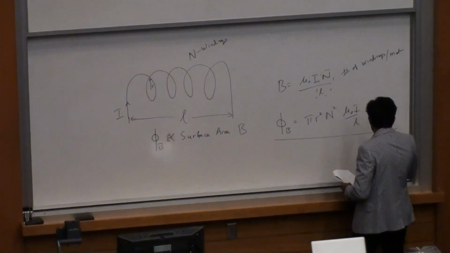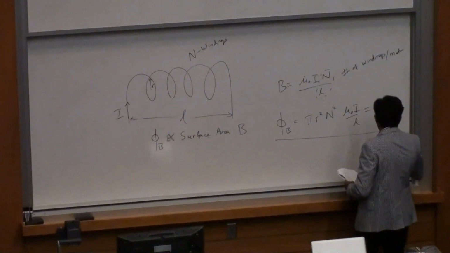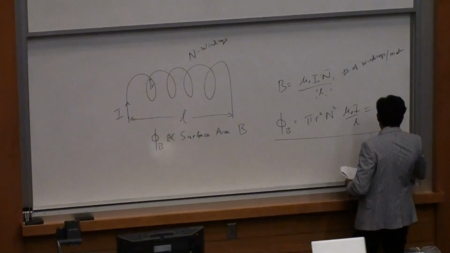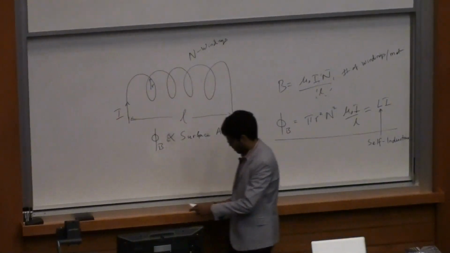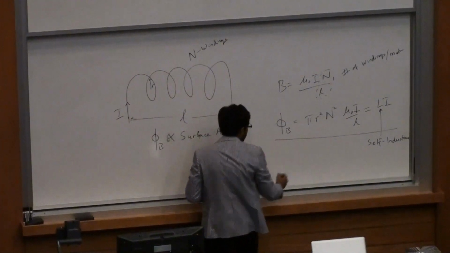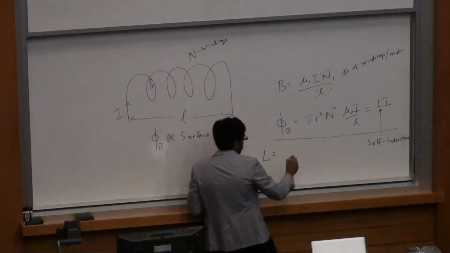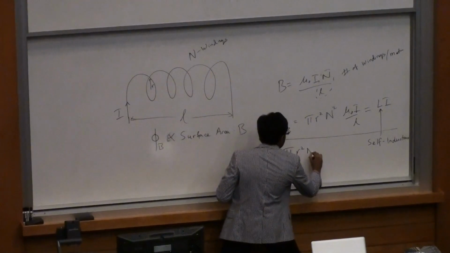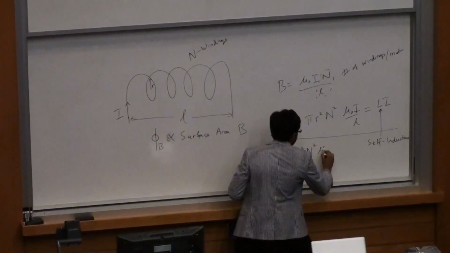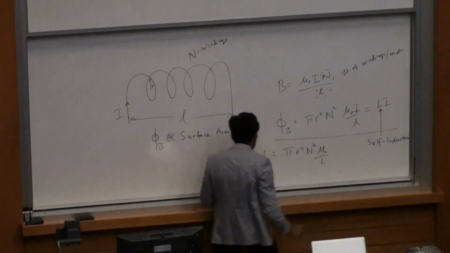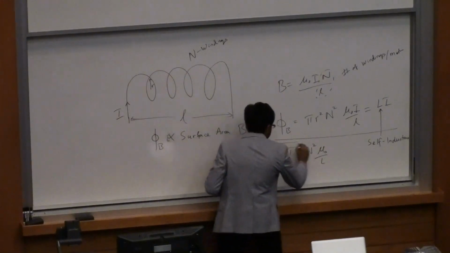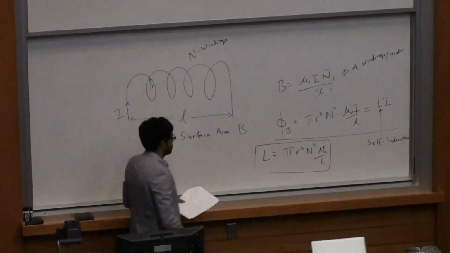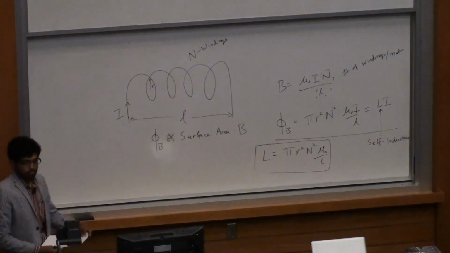So this is self-inductance. From here we can calculate what L is. I just divide by I there, so I get pi r squared N squared mu naught over L. The I's there cancel out. So this is my self-inductance in a solenoid.